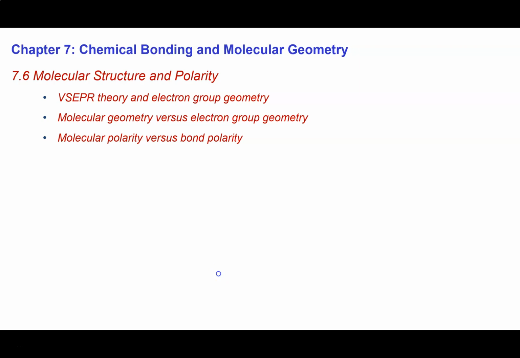In section 7.6, we do something very interesting. We take the Lewis structures that we've been developing for covalent molecules and we apply a very simple theory called VSEPR theory, and that's going to allow us to determine the geometry of our atoms in three-dimensional space. So I've broken this section into three parts, and in the first part we're going to look at the basics of VSEPR theory and how that's related to electron group geometry.